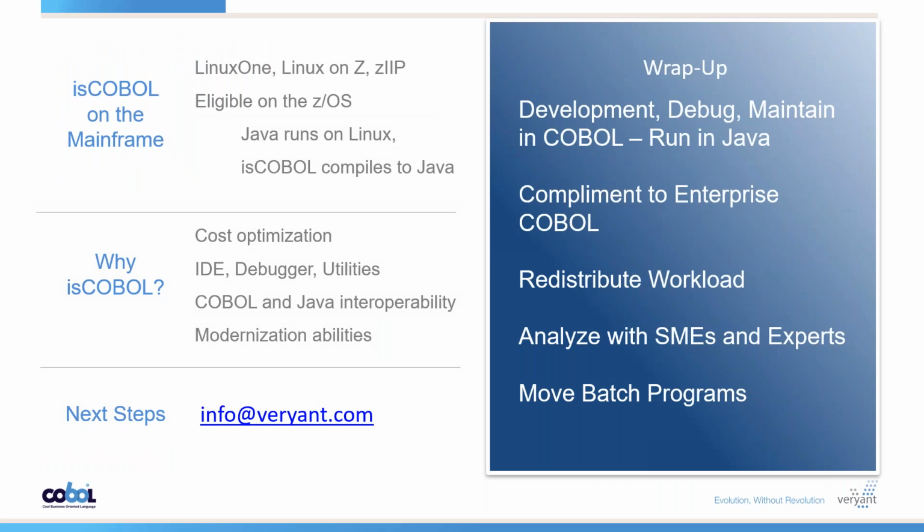So to summarize, wherever Linux or Unix is, isCOBOL can run because isCOBOL compiles to a Java class, and Java runs in Linux and Unix. By redistributing your workload and using isCOBOL on the zOS in zIP areas, you can increase your processing power without increasing your costs. You'll also get the benefits of working with isCOBOL's extensive product line, including an IDE, a graphical debugger, and many utilities. You can expand your applications with either Java or COBOL programs and modernize your UI as well as moving it to the web.